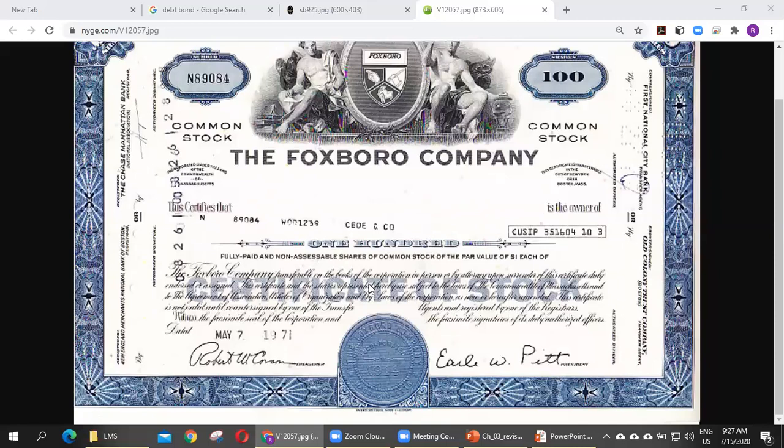And which company has issued this stock? Foxborough Company. Good, yes, Foxborough Company. And what's the issue date? Yeah, the issue date is May 7th, 1971. Issued company, issued date. And can you find an interest rate on this?